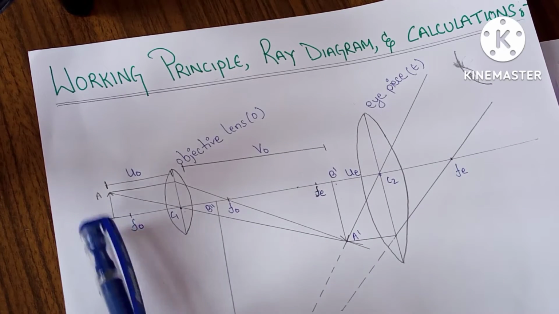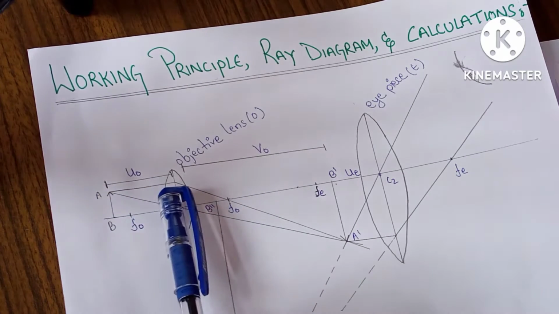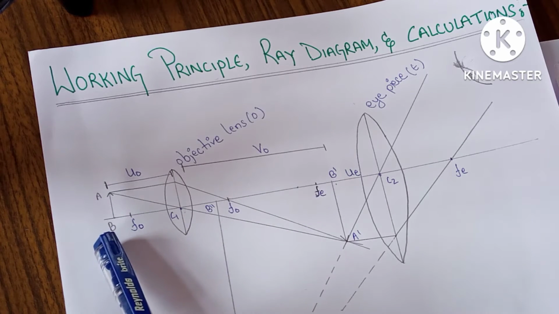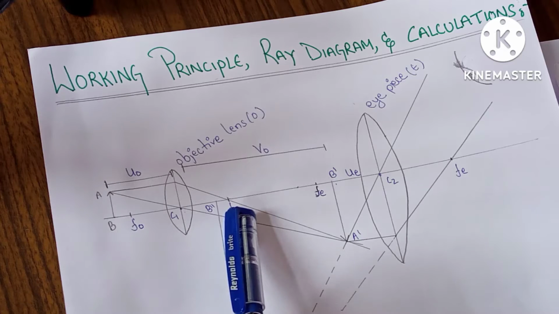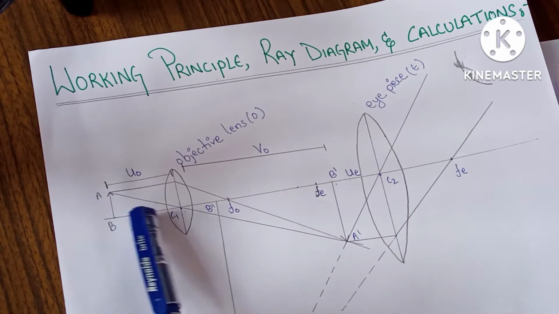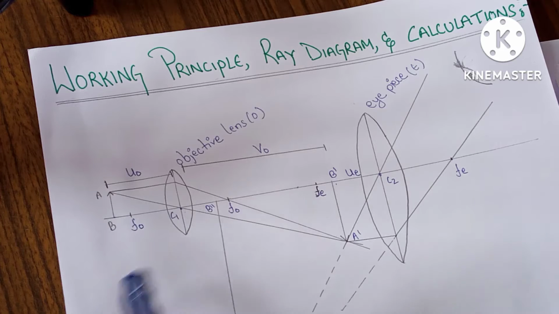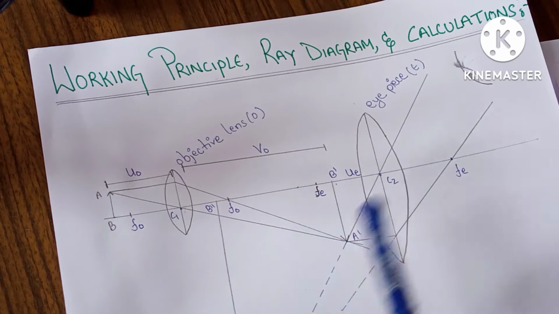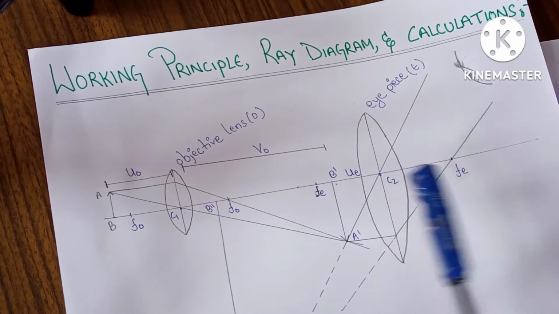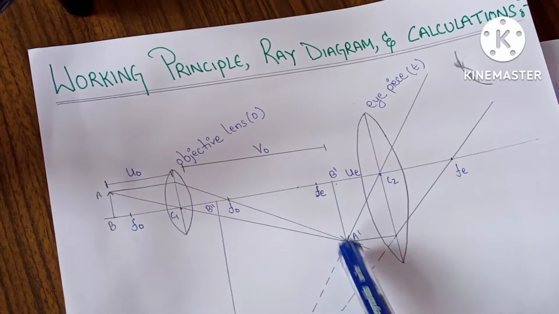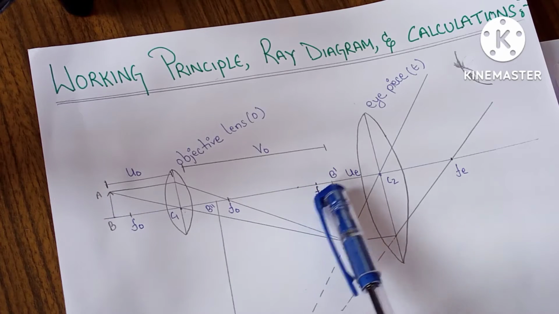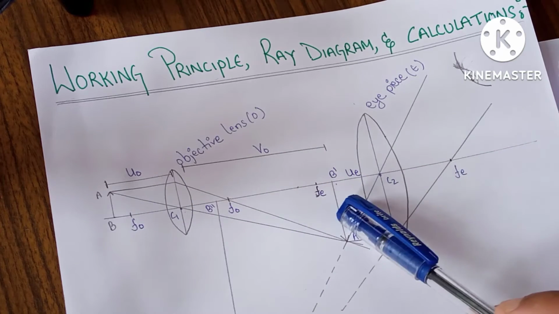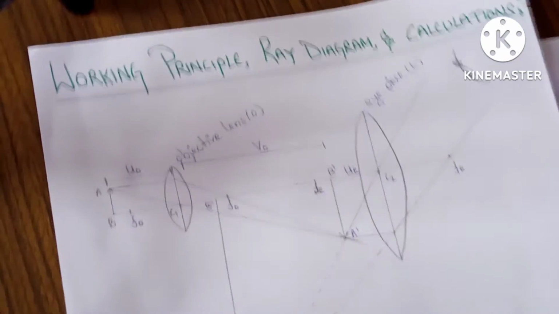the ray which comes parallel to the principal axis passes through the focus. We already know that any ray parallel to the principal axis passes through the focus point, and another ray we pass through the optical center and it will go straight, undeviated, and they will meet. When they meet, they form a real image. They form the image of A at A dash and of B on the principal axis at a point B dash, and this is the image of the object formed by the objective lens.